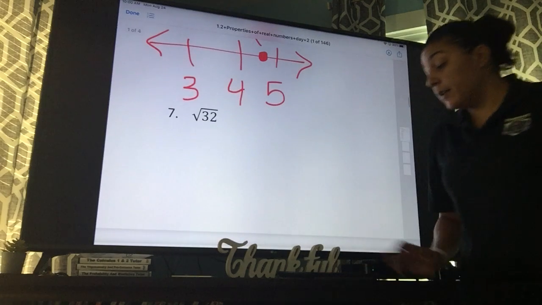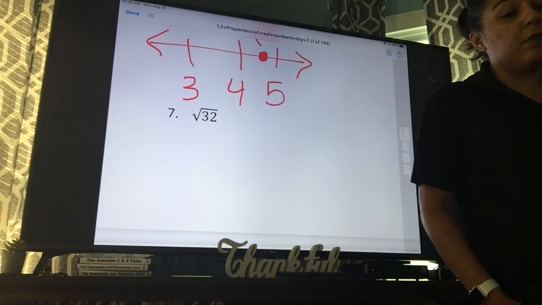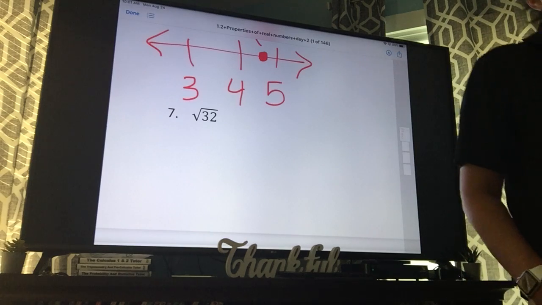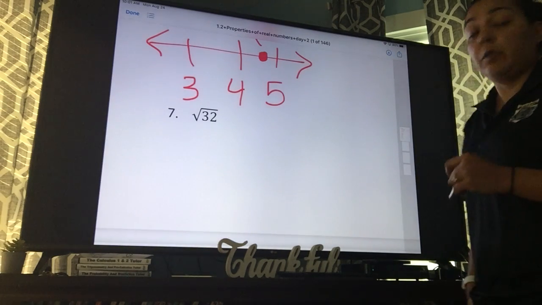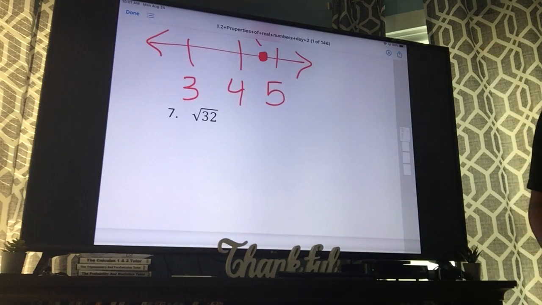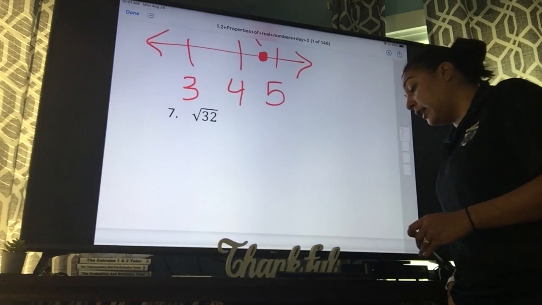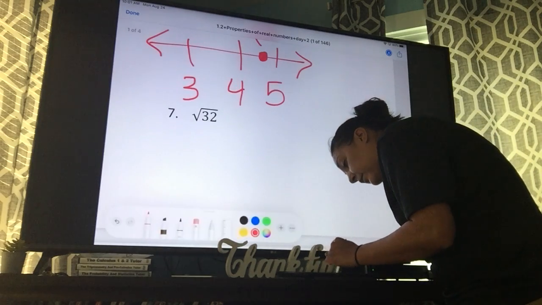The next one, okay, number 7. I want you guys to try to figure out what that number is on your calculator by yourself. Okay, so try to figure out real quick what's the decimal approximation for a square root of 32. Okay, so get your calculator out and figure out what that number is as a decimal.